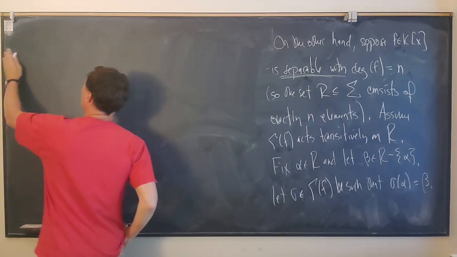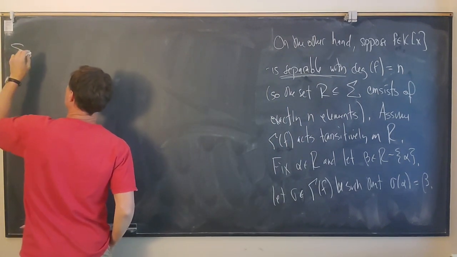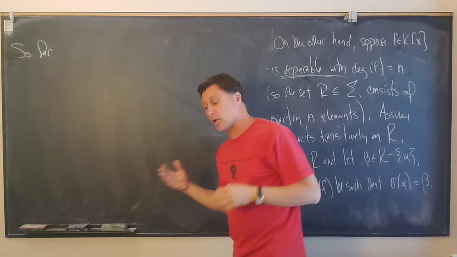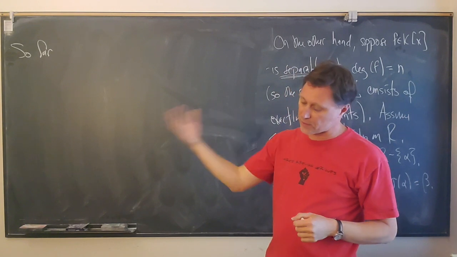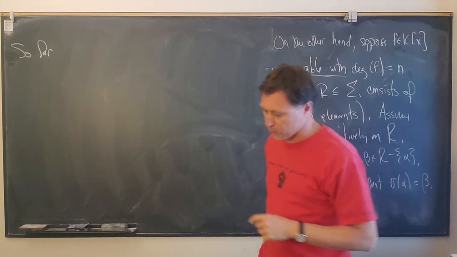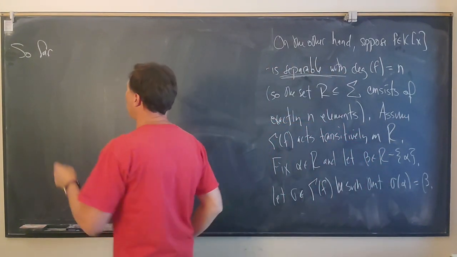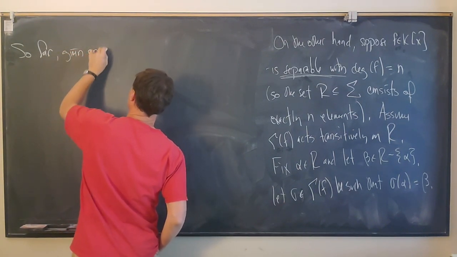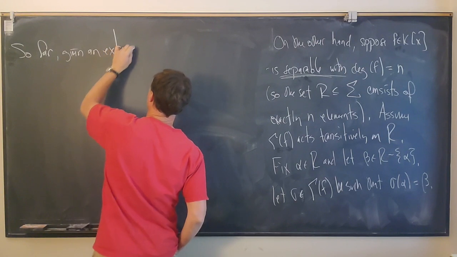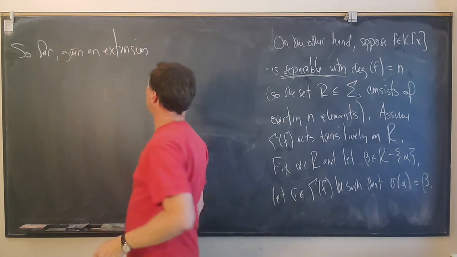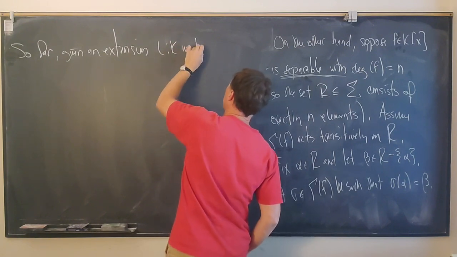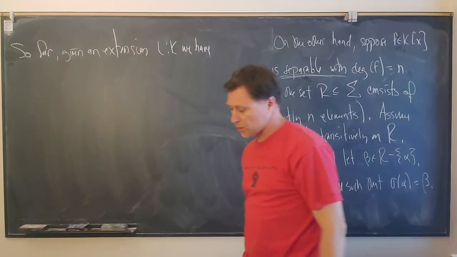So I want to return back to, so let's say so far, I want to get back to this connection between polynomials, the fixed fields and subgroups of the automorphism group. So far, given an extension L over K, here's what we talked about a little while ago.